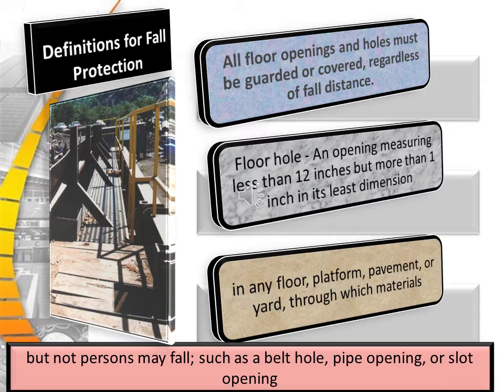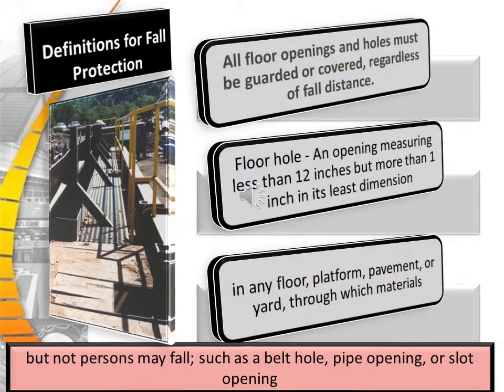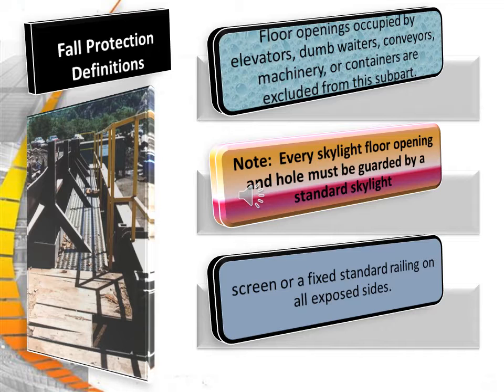All floor openings and holes must be guarded or covered regardless of the fall distance. A floor hole is an opening measuring at least 1 inch but not more than 12 inches in its least dimension in any floor, platform, pavement, or yard through which materials but not persons may fall, such as a belt hole, pipe opening, or slot opening. Floor openings occupied by elevators, dumbwaiters, conveyors, machinery, or containers are excluded from this subpart.